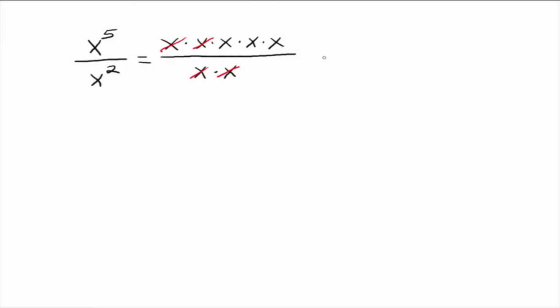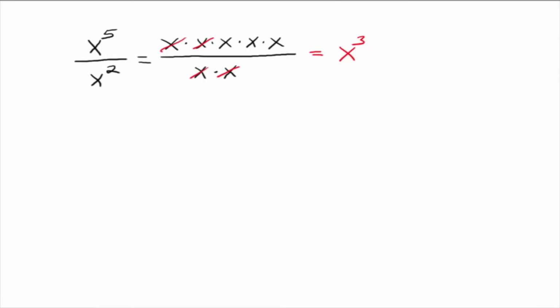But in the numerator, we're left with what? Well, we're left with x to the third, right? It's really x to the third over 1, but we just write it as x to the third. So x to the fifth divided by x squared goes to x to the third. So what's the relationship between our original expression, x to the fifth divided by x squared, and its result, x cubed? Well, you're right, we're subtracting the exponents.